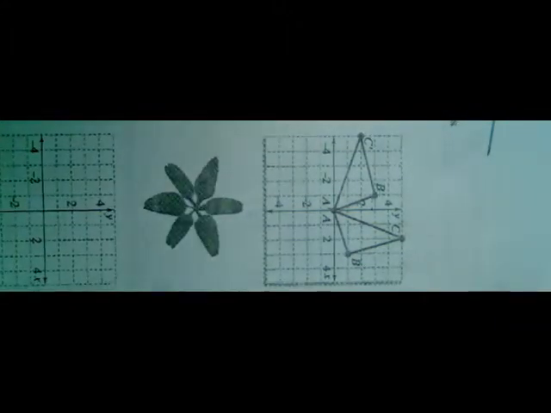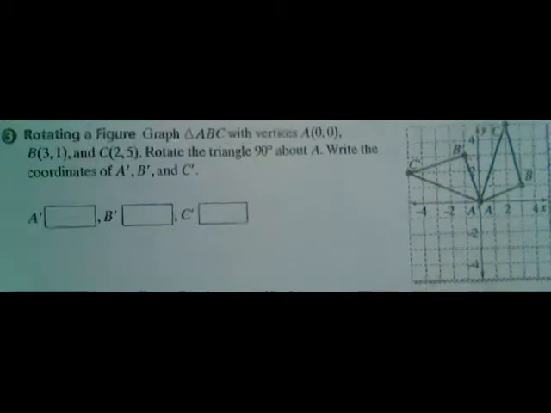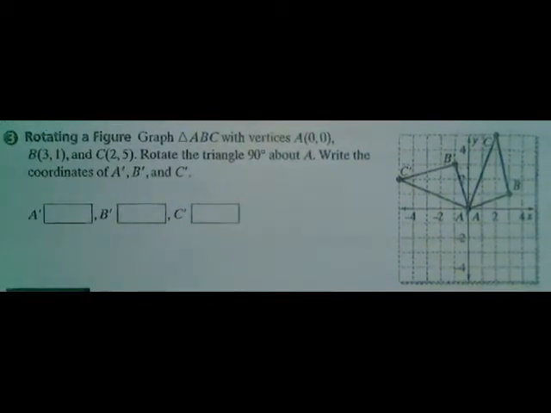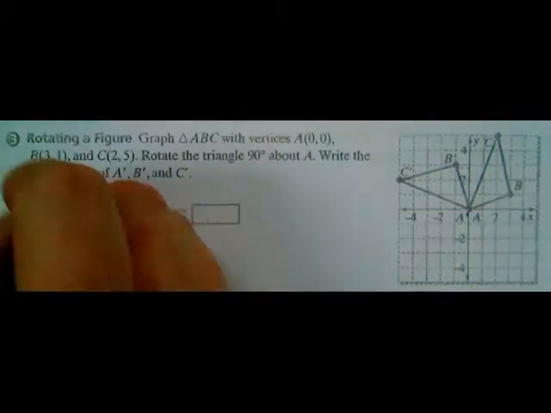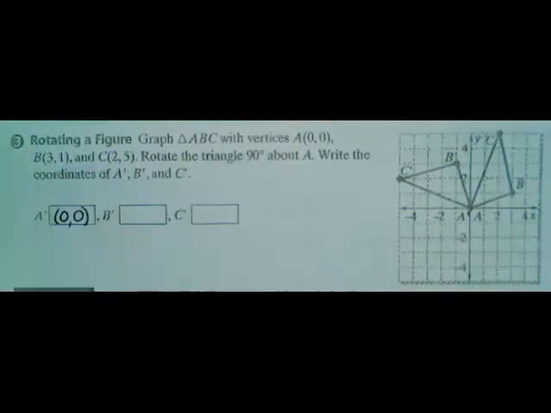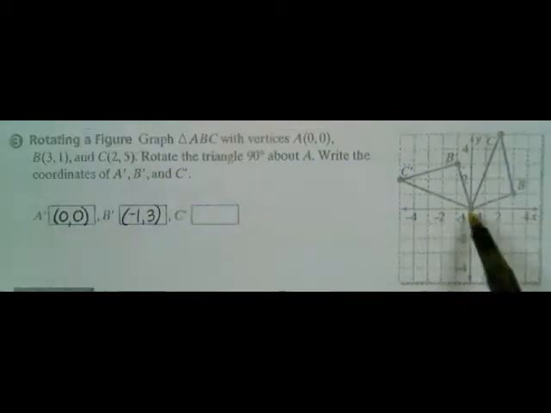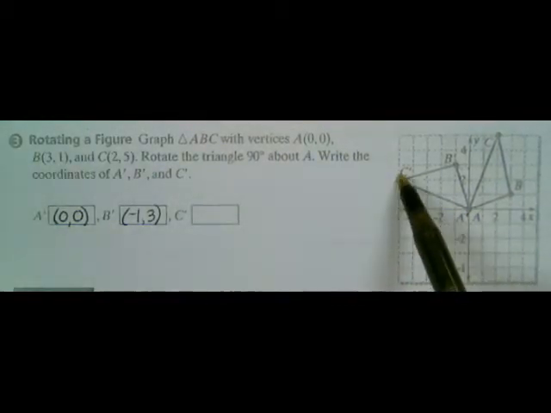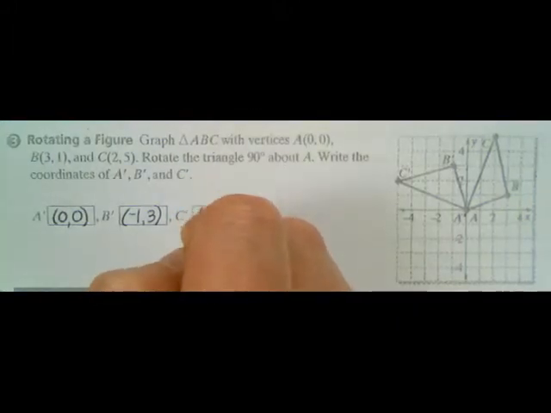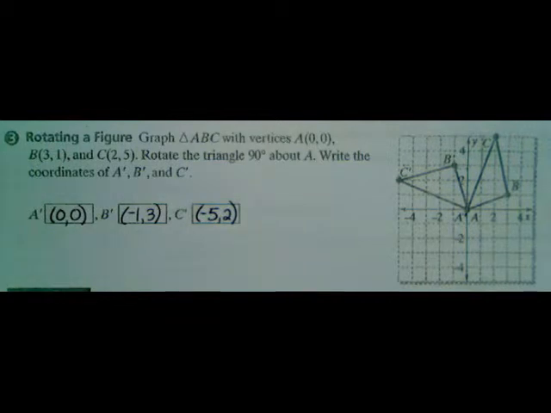We can turn our paper back the correct way and give the actual coordinates of A prime, B prime, and C prime. A prime is still at 0, 0. B prime is now at -1, 3. And C prime is at -5, 2. We'll do another example like this together. We'll also do several in class together so that you get an idea of how to do rotations. The biggest thing with rotations is understanding that if you turn a shape, you don't change the area.